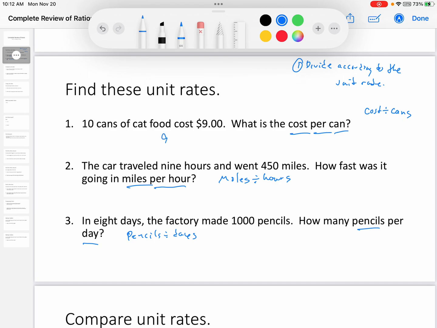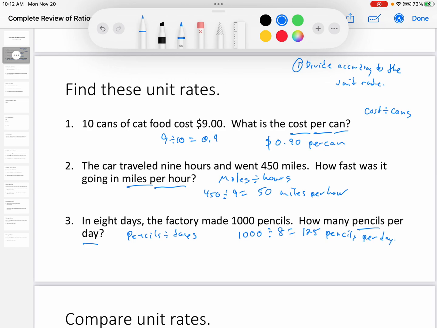You do 9 divided by 10 is 0.9, so the amount is $0.90 per can. Miles, 450, divided by hours, which is 9, that's 50 miles per hour. Pencils, 1,000, divided by days, which is 8, is 125 pencils per day. That's how this works, okay?